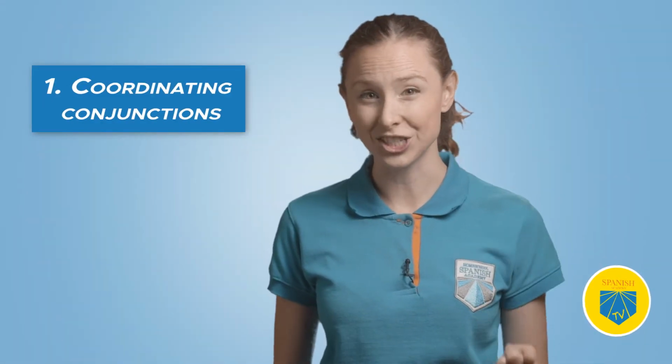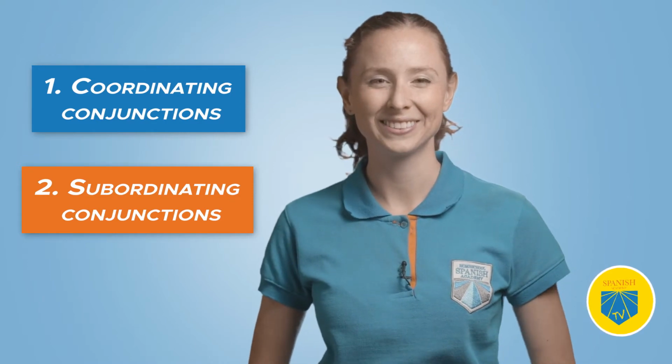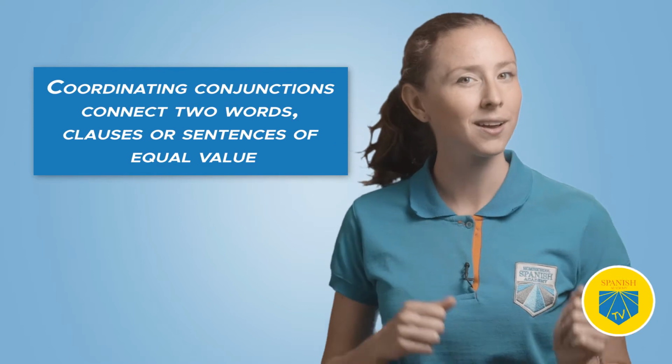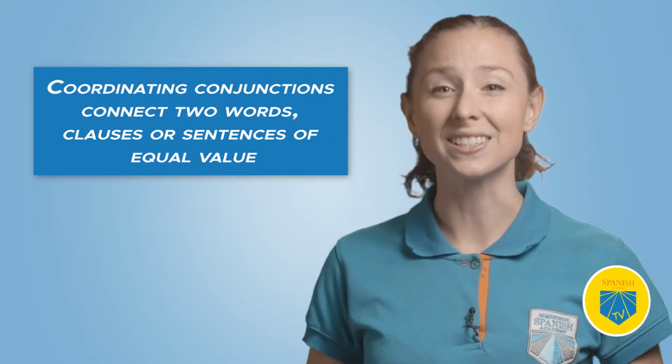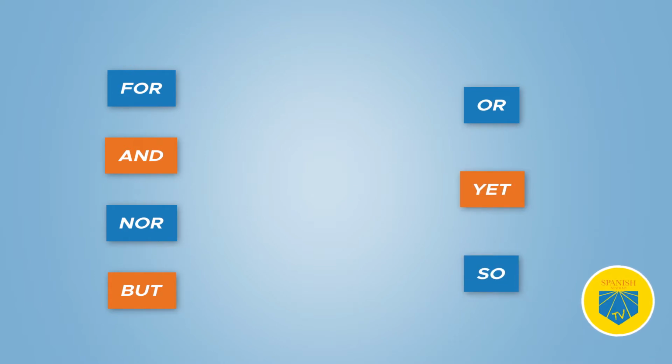In Spanish, there are 2 types of conjunctions. 1. Coordinating conjunctions. 2. Subordinating conjunctions. Coordinating conjunctions connect 2 words, clauses, or sentences of equal value. If you separate them, they can still exist individually. Coordinating conjunctions are words like for, and, nor, but, or, yet, and so.